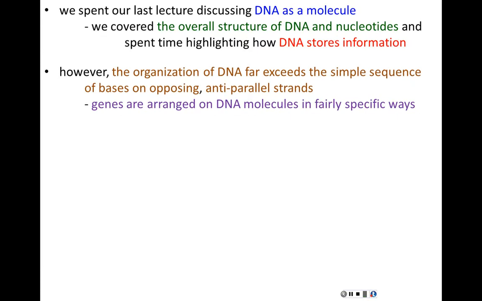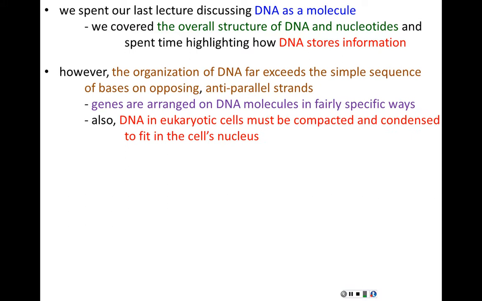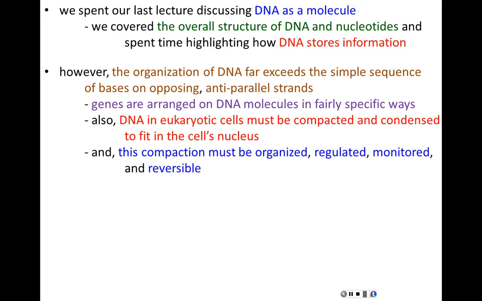So genes are, of course, found on DNA, and genes are arranged on DNA molecules in fairly specific ways. More importantly, the DNA in eukaryotic cells has to be condensed and compacted in order to fit in that cell's nucleus. DNA molecules are very, very long, and cell nuclei are very small, and so somehow we have to cram all that DNA into a cell's nucleus.